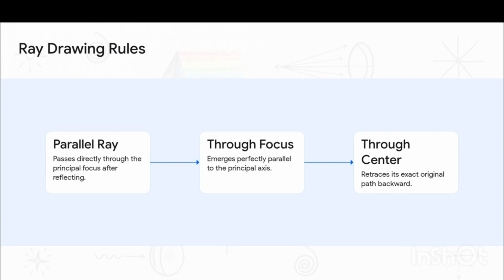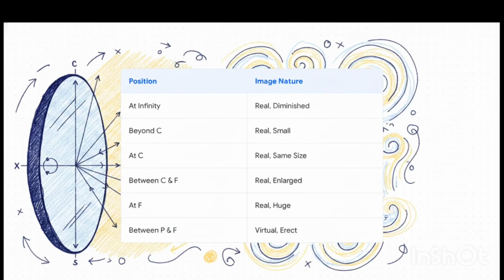When drawing a concave ray diagram, light is incredibly obedient. It follows three sequential steps every single time. First, a ray traveling parallel to the principal axis will reflect directly through the focus. Second, we see the exact reverse. A ray passing through the focus will bounce out perfectly parallel. And third, a ray passing through the center of curvature takes the path of least resistance. It hits the mirror and just retraces its exact original path backward. Boom, done.